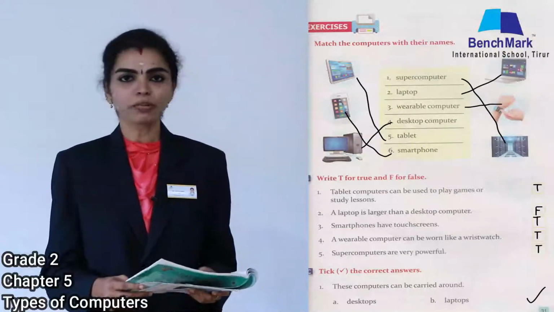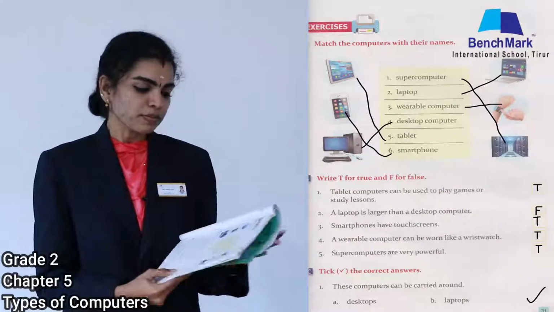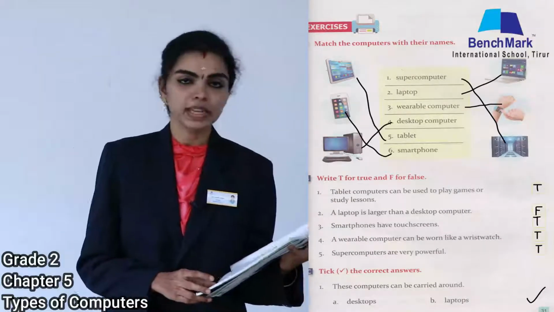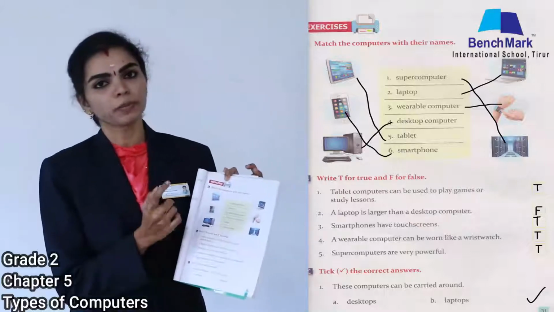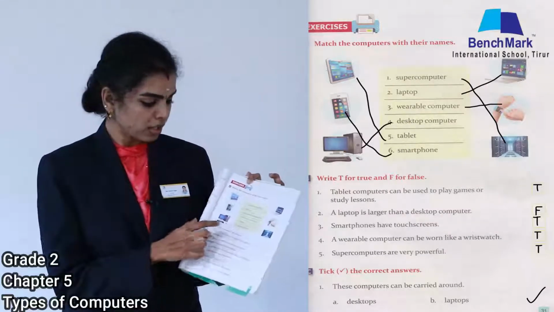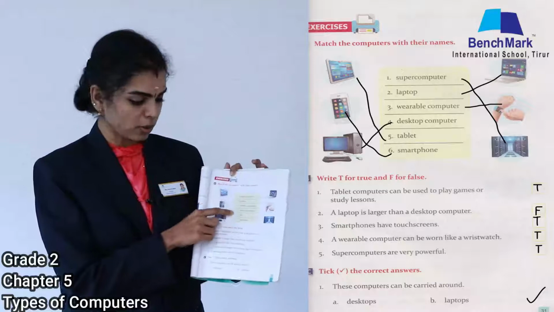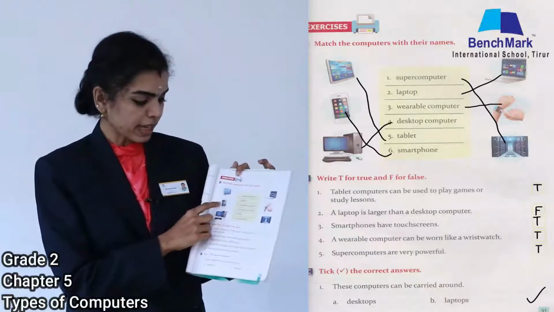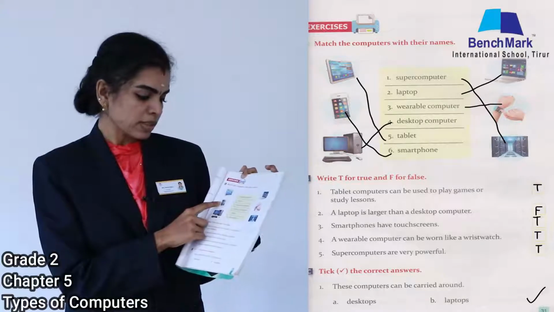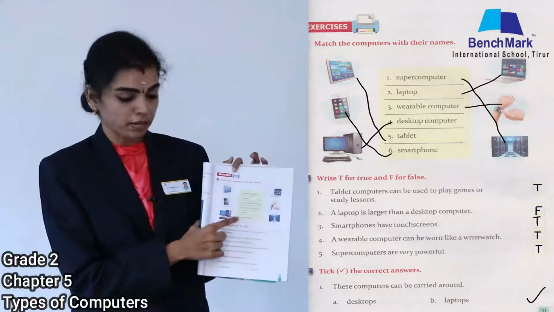Now let's move on to the book back exercise. The first one: match the computer with their name. Here they have given the pictures and here they have given the names, so you need to match the computer with the name. The first one is a tablet, so you need to match it to option 5. And the second one is a smartphone, so you need to match it to smartphone.